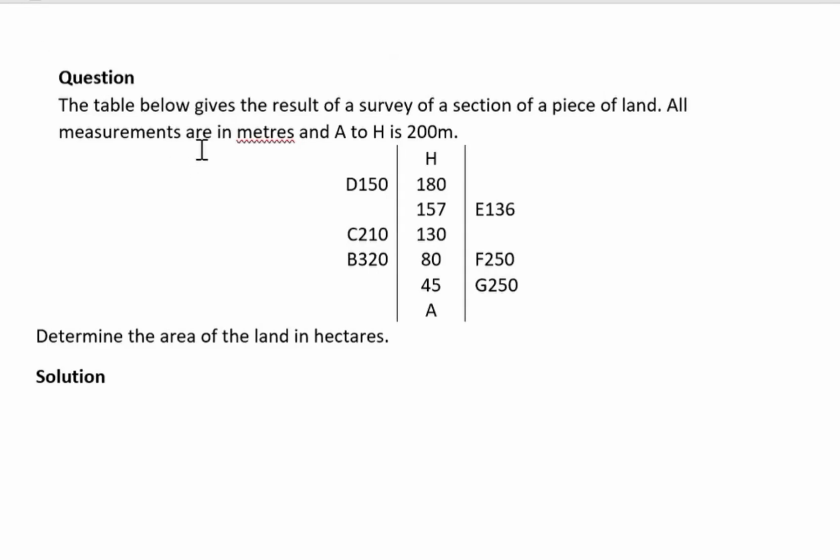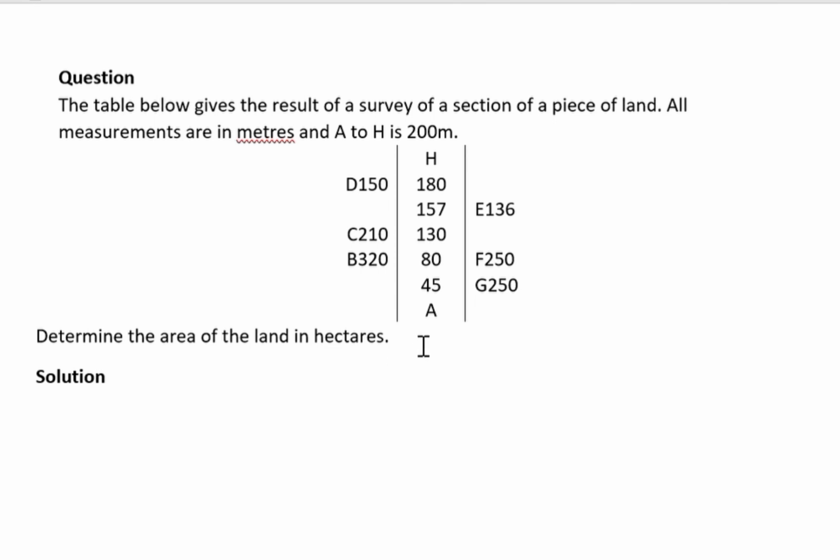The table below gives the result of a survey of a section of a piece of land. Our measurements are in meters and A to H is 200 meters. These are the measurements. And then we had to determine the area of the land in hectares.